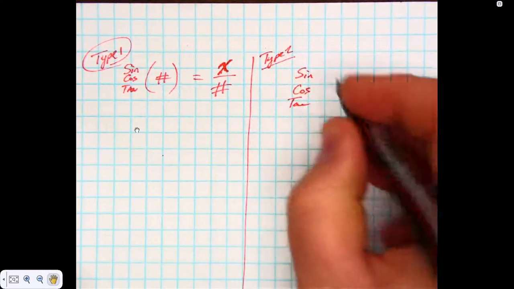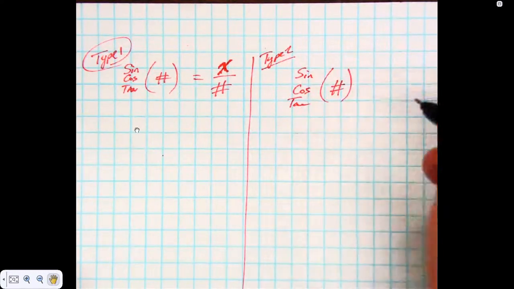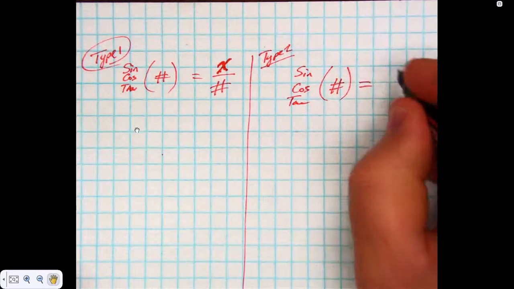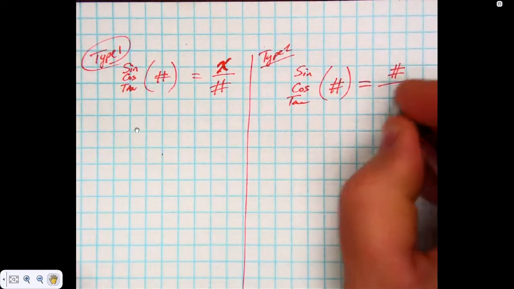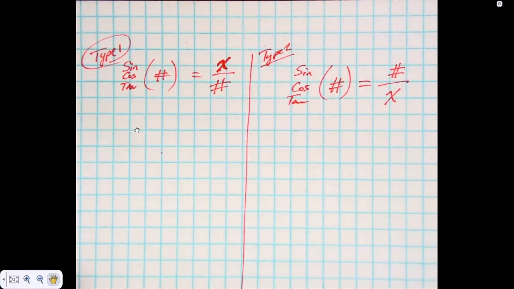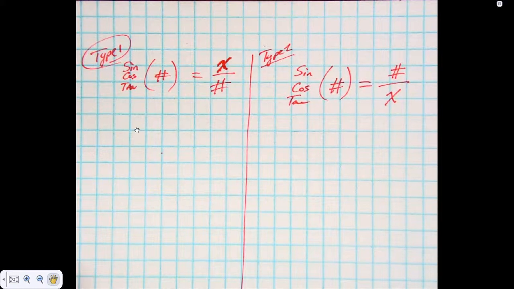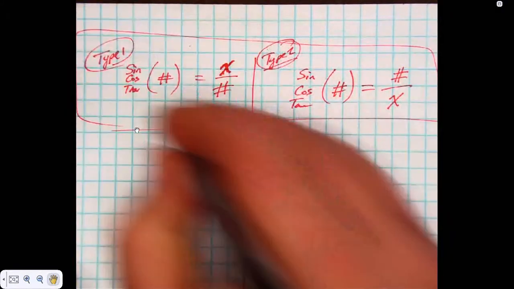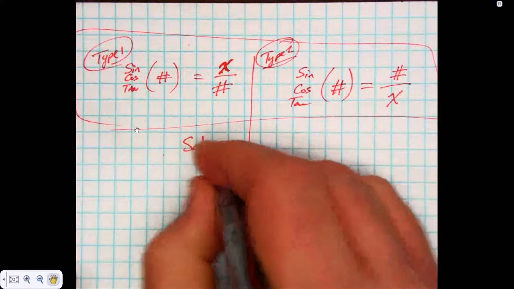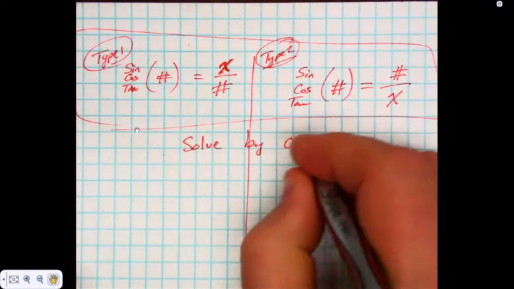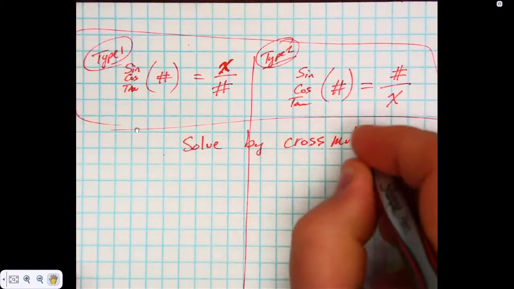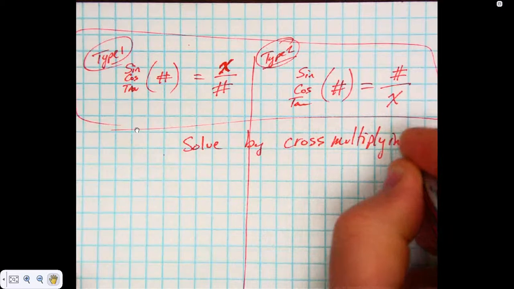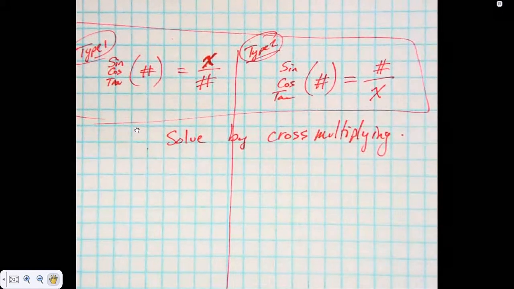Or you could have this type, we'll say this is type 2, where you have sine, cosine, or tangent. You still have a number for the angle, and then you have the number on top, and you have the x on bottom instead this time. Okay? These 2, we're going to solve by cross multiplying, because we basically have a proportion.